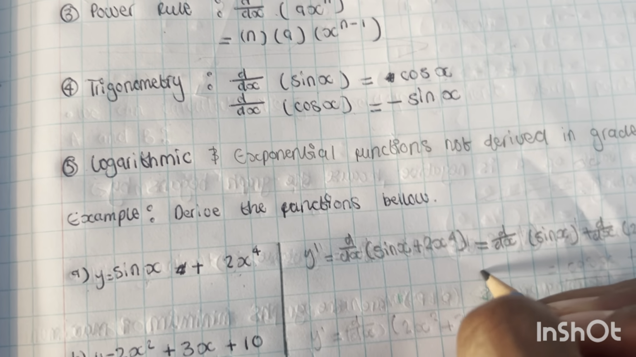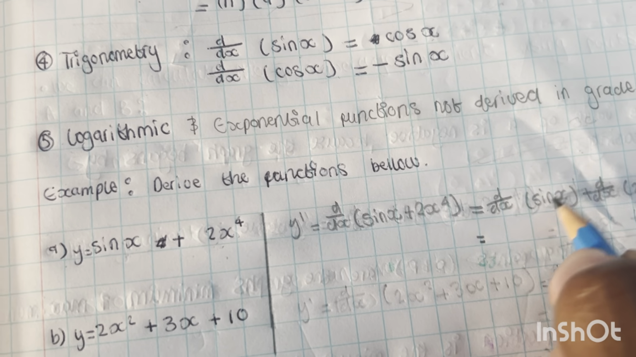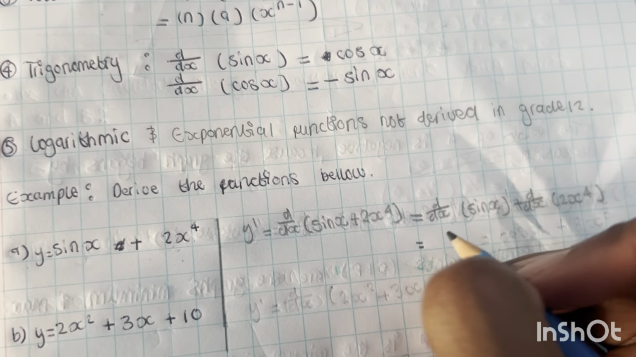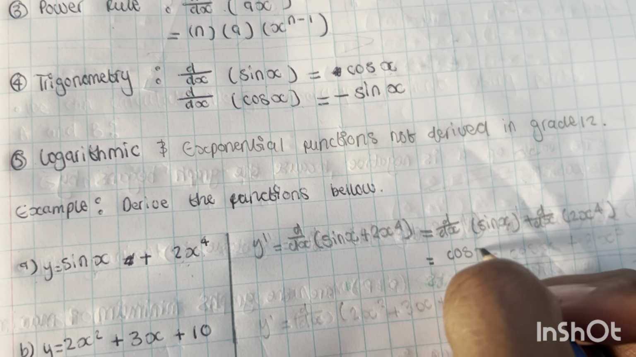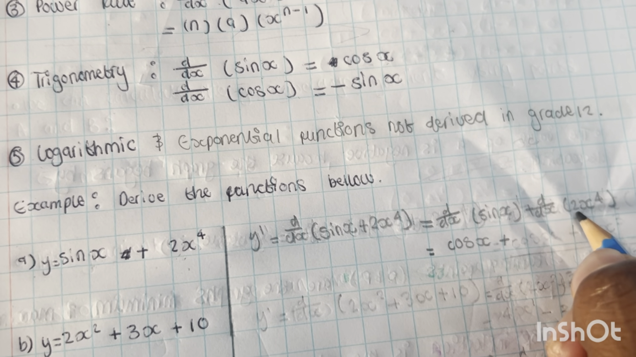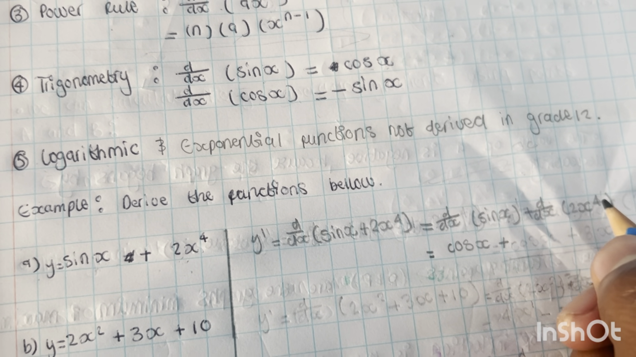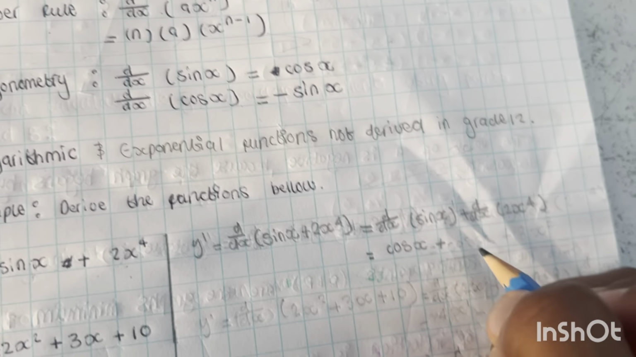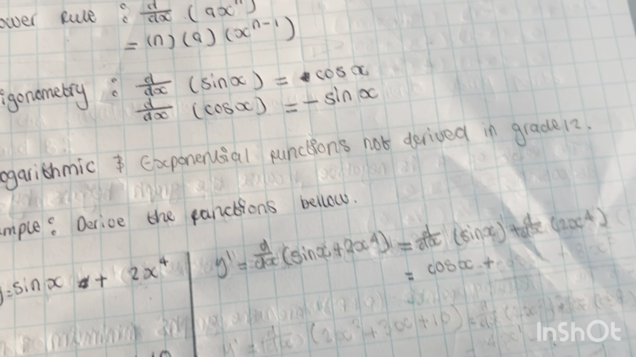The sum rule states that. What is the derivative of sine x? That would be cos x. What is the derivative of 2x to the power of 4?